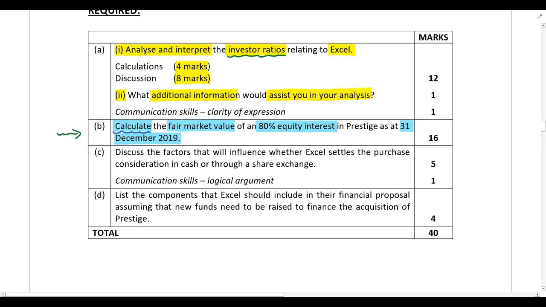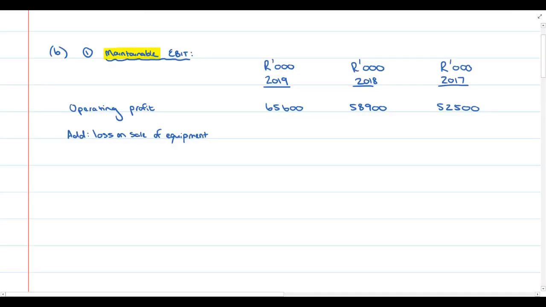But if you did need to give a reason over here, you could say it's because this is not an operating expense. So because it's not an operating expense, we need to exclude it from the calculation of maintainable earnings.